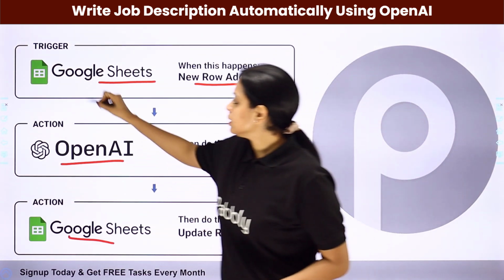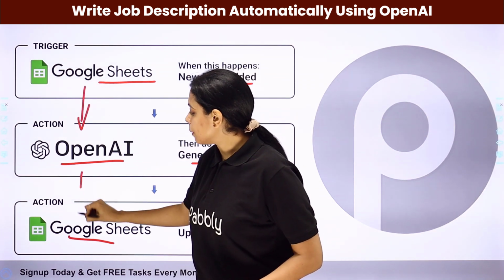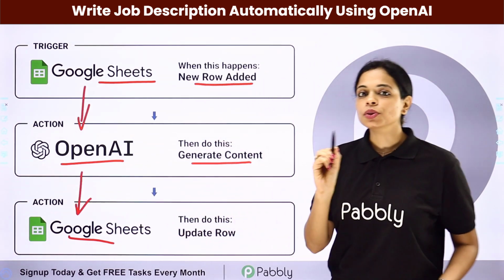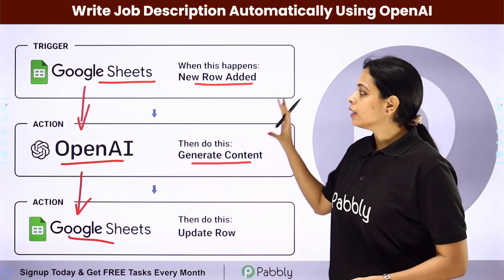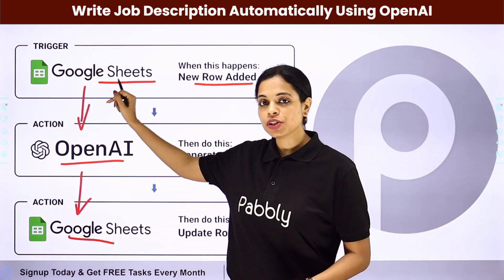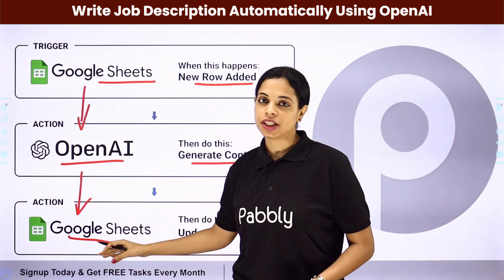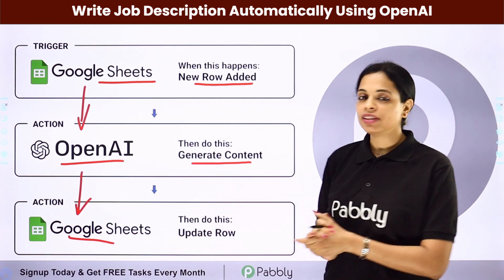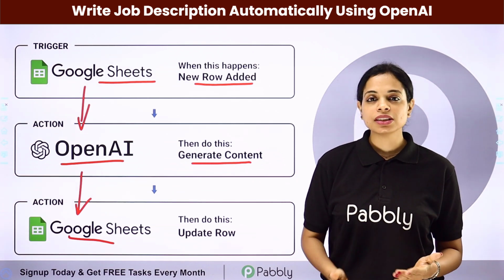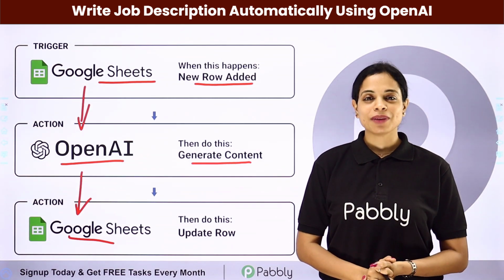Now how can you do this? For this, some integration has to be set up between the two applications, and the same thing can be done using Pabbly Connect software. Here your trigger application would be Google Sheets and your action application would be first OpenAI and then again Google Sheets. How can you do this yourself, integrate and automate this entire process? To understand that, let me take you to my screen.